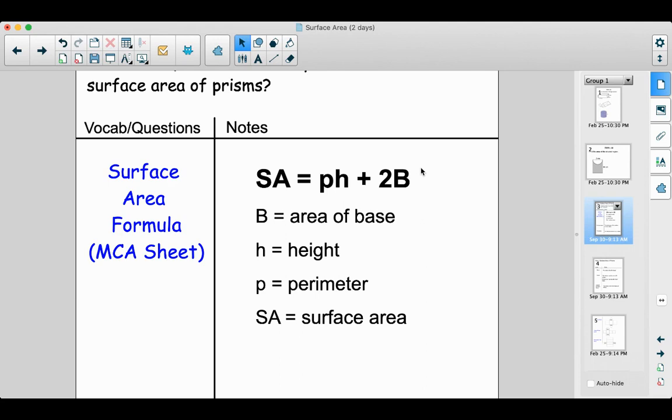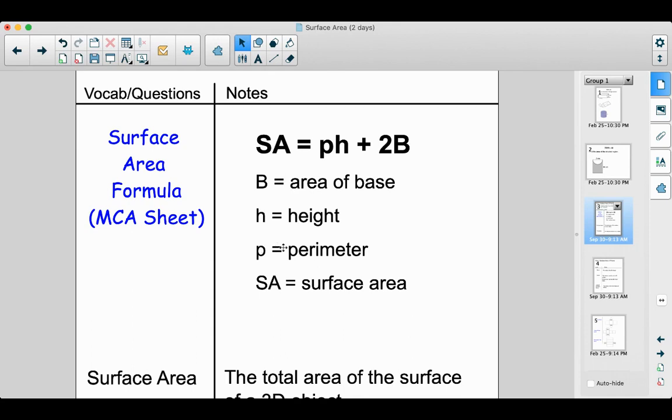So, the surface area of a prism is the perimeter times the height plus 2 times the area of the base. Okay, so Ph plus 2B, where the big B is the area of the base. So that's not just a base like in a triangle, but it's the area of the shape that's a base. Could be a circle, square, triangle, whatever. H is the height of the prism, and P is the perimeter. Remember, perimeter is the distance around the outside. Specifically, this is the perimeter of the base.